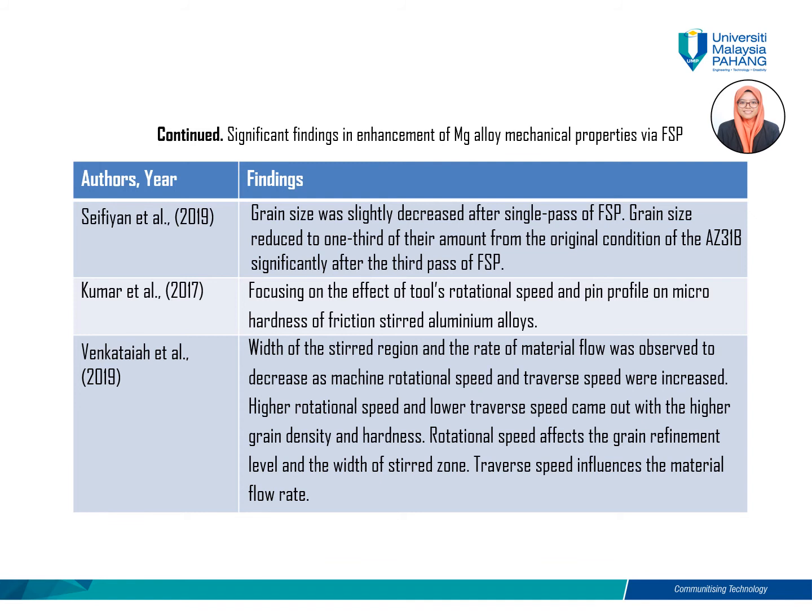Lastly, Venkataya and team described that the width of the stirred region and the rate of material flow were observed to decrease as machine rotational speed and traverse speed were increased. Higher rotational speed and lower traverse speed came out with higher grain density and hardness. Rotational speed affects the grain refinement level and the width of the stirred zone. Traverse speed influences the material flow rate.